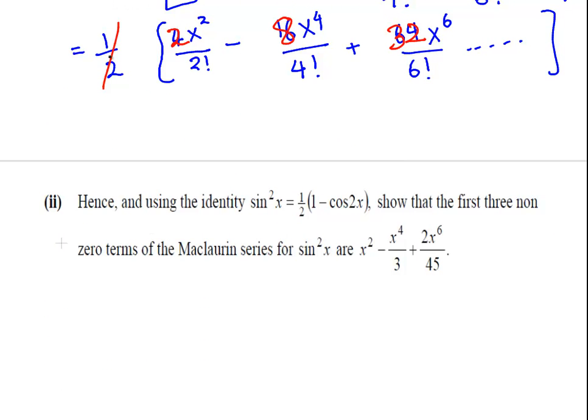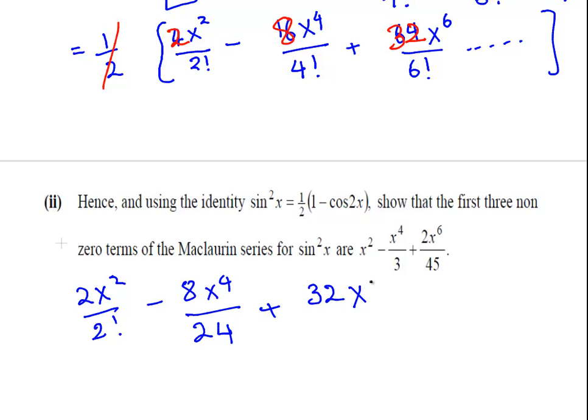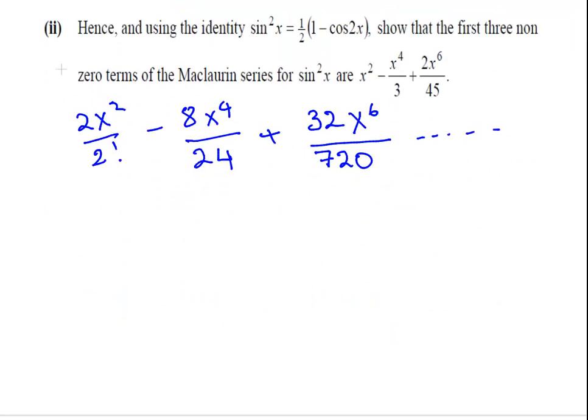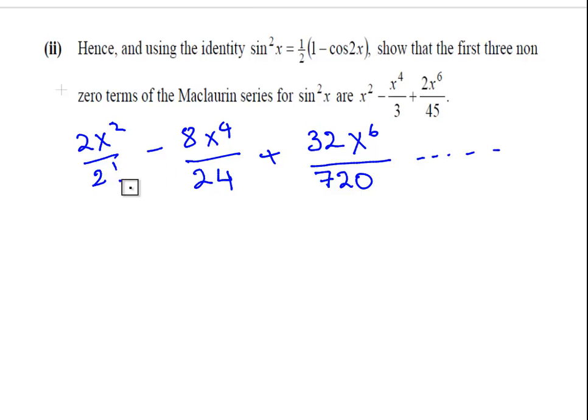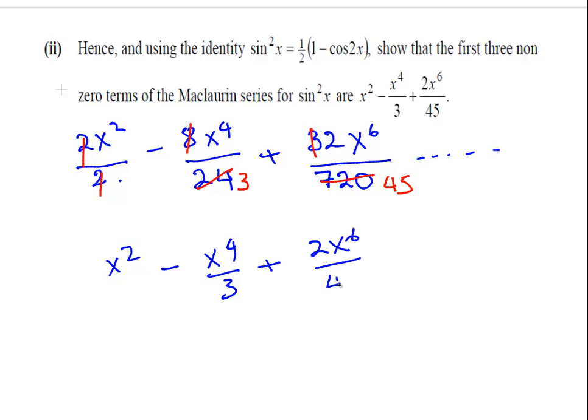So what we have here is 2x squared over 2 factorial minus 8x to the power of 4 over 4 factorial, which is 24, and 32 x to the power of 6 over 6 factorial, which is 720. Okay, and the other terms there as well. So you can see pretty clearly now the 2 and the 2 factorial. 2 factorial is just 2, so the 2 and 2 cancel out. 8 and 24 just leaves us with 3. You can divide both of these by 16 and you would get 2 and 45 there. So the answer is x squared minus x to the power of 4 over 3 plus 2x to the power of 6 over 45. Okay.